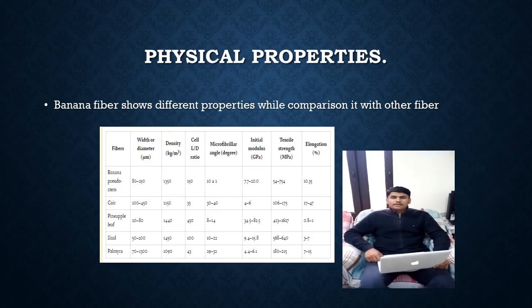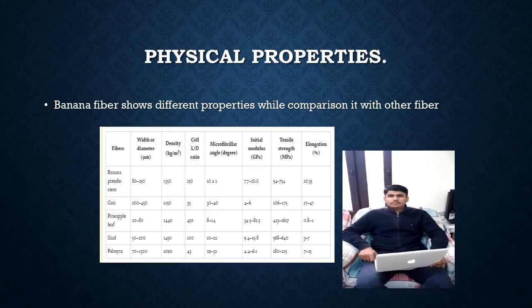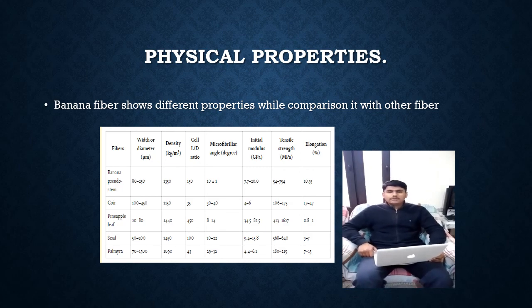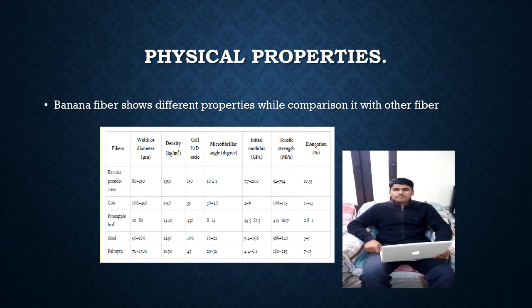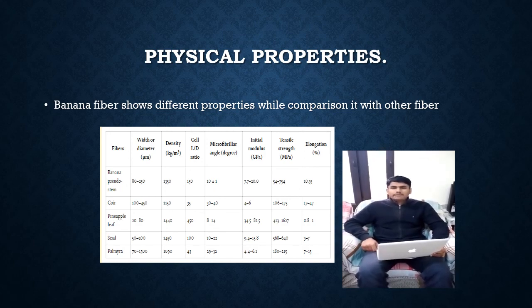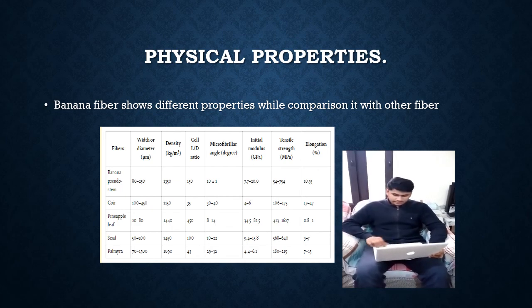Assalamualaikum. My name is Muhammad Salman Ahmed and my roll number is 19NTU-TE0122. Today my topic of discussion is the physical properties of banana fiber and to differentiate the physical properties of banana fiber with sisal and other fibers, for example pineapple, sisal and coir fiber.